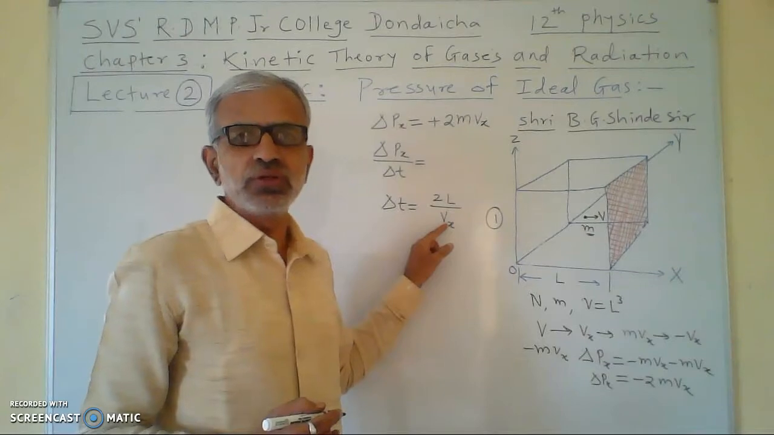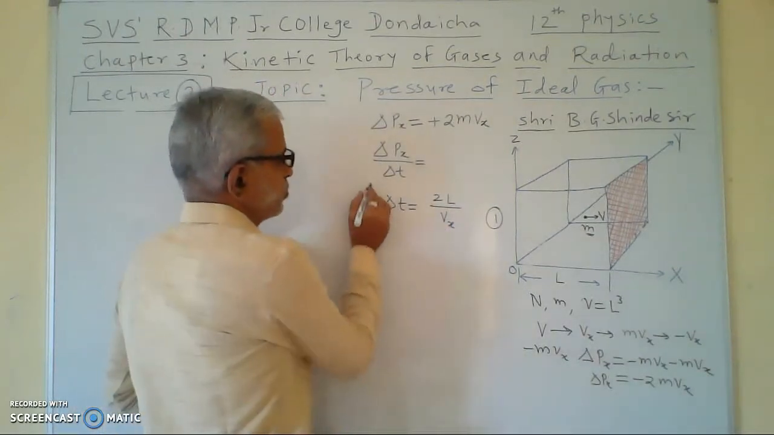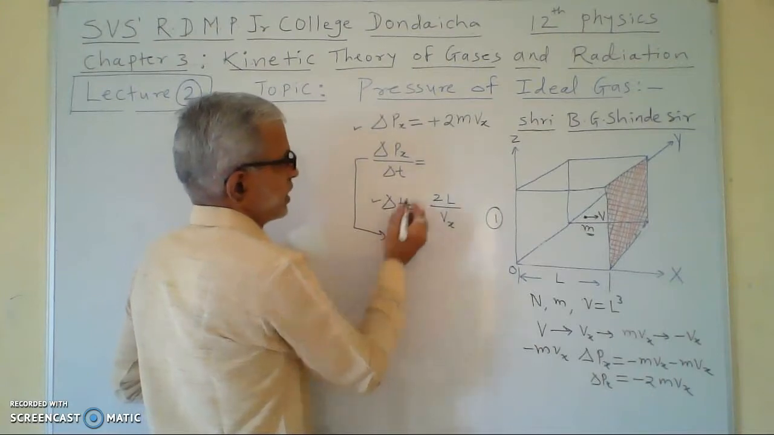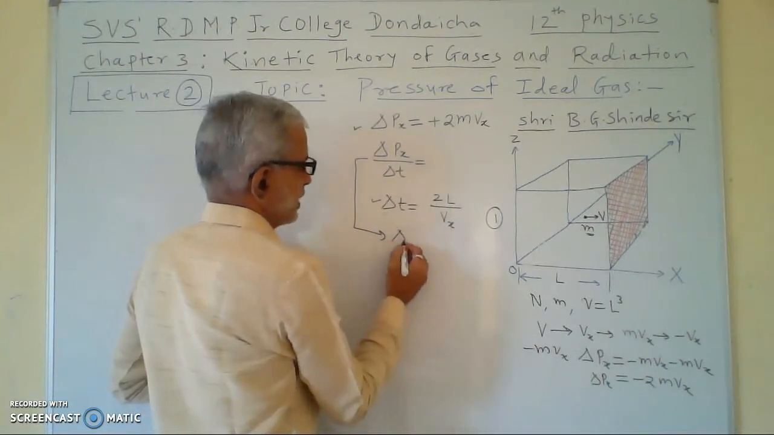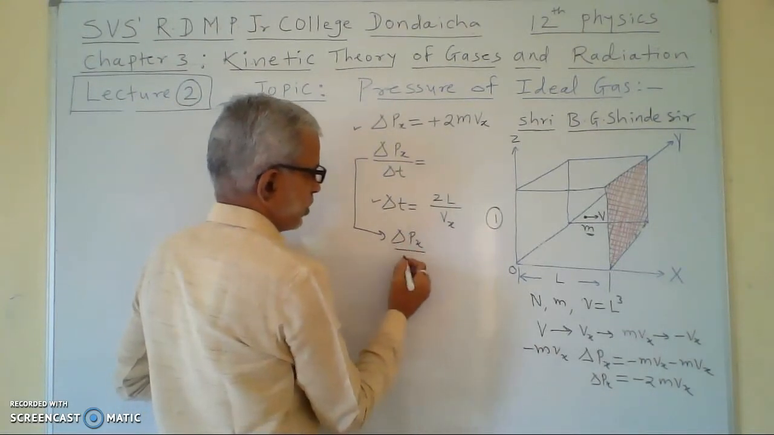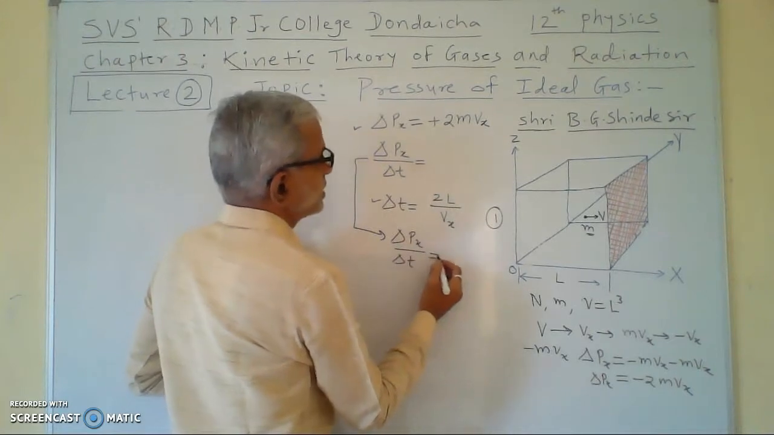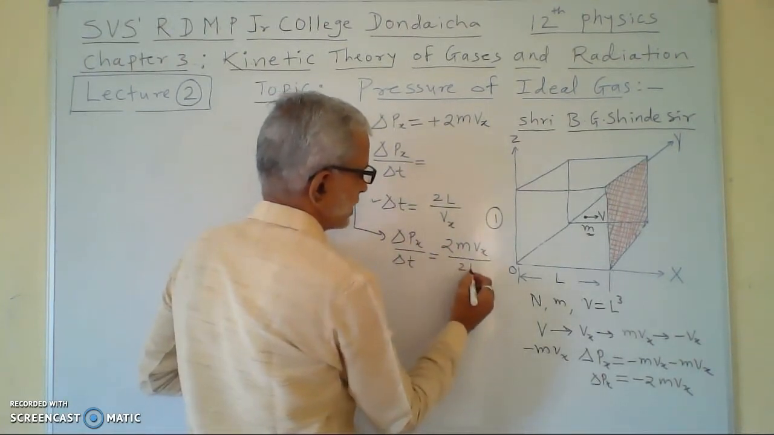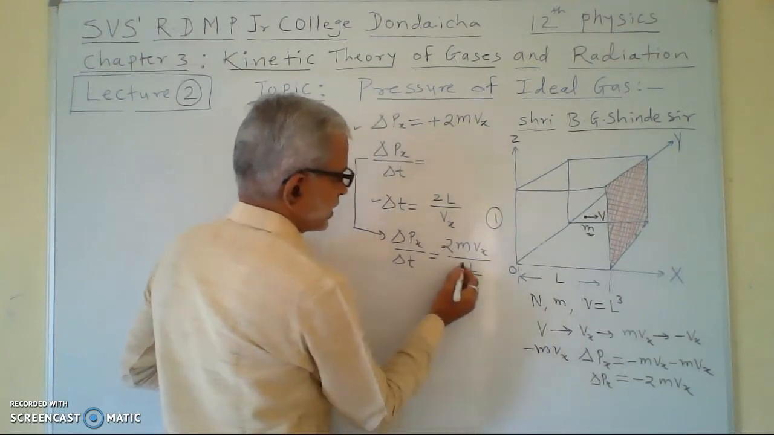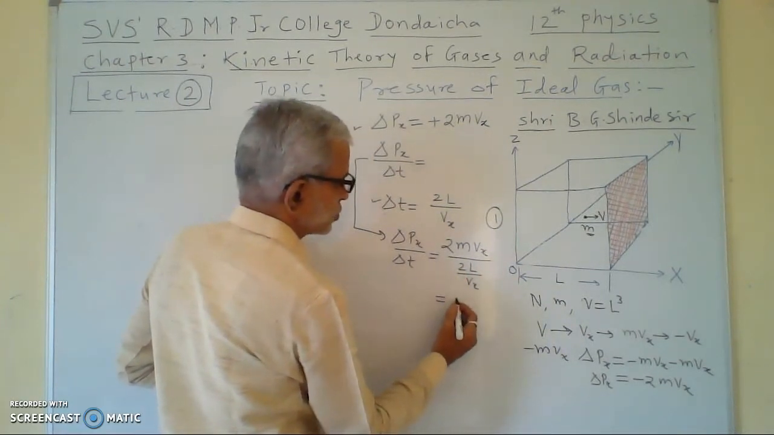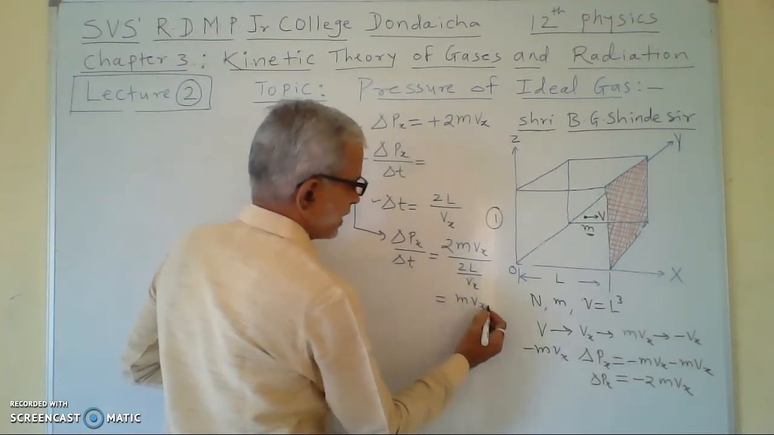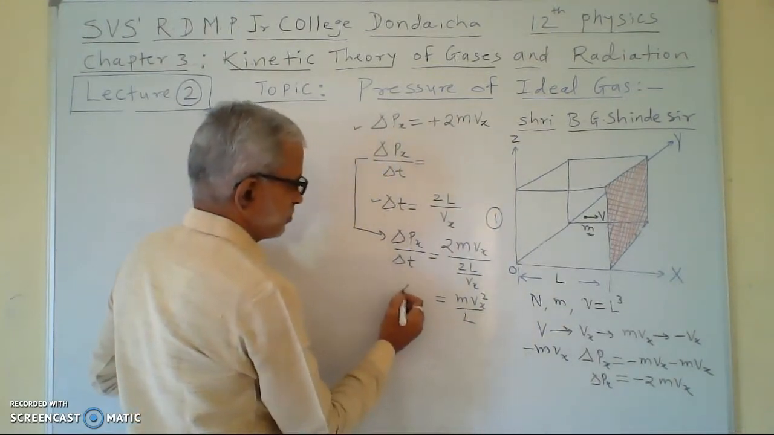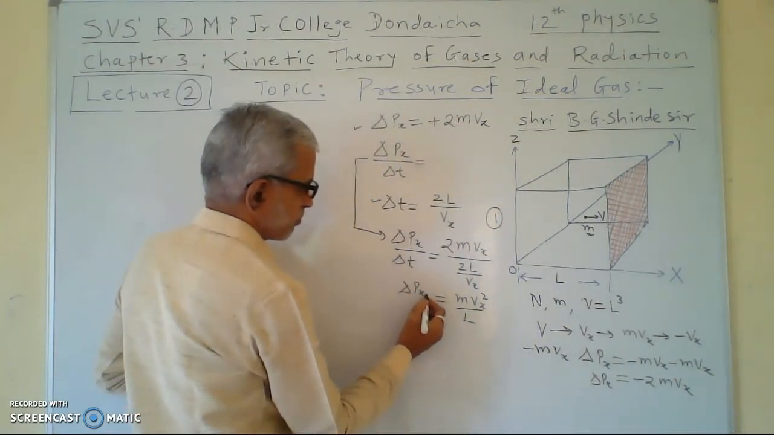Now let us put this value of delta t and value of delta px in this equation. So delta px upon delta t is equal to twice m vx upon twice L upon vx. Now this 2 will be cancelled, and so this is m vx square upon L, and this is rate of change of momentum.